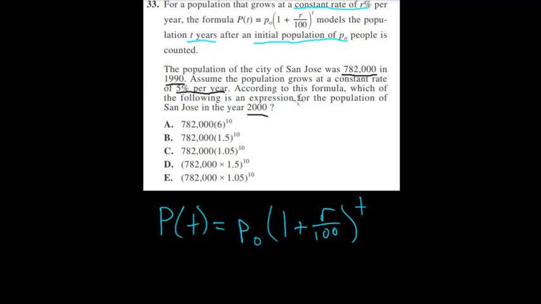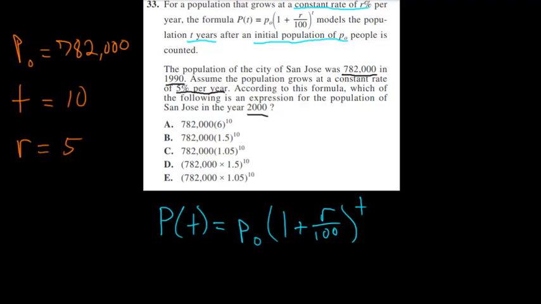In the second paragraph here, we're given the values of P0, R, and t. We know that in 1990, the initial population was 782,000. So that is our P0, 782,000 people, in the year 1990. But we want to know the expression for the population of this city in the year 2000. Since t is the number of years after the initial year, and we started in 1990, there's a 10-year gap, so our t value would be 10. And our rate R: the population grows 5% per year, so R is just 5.